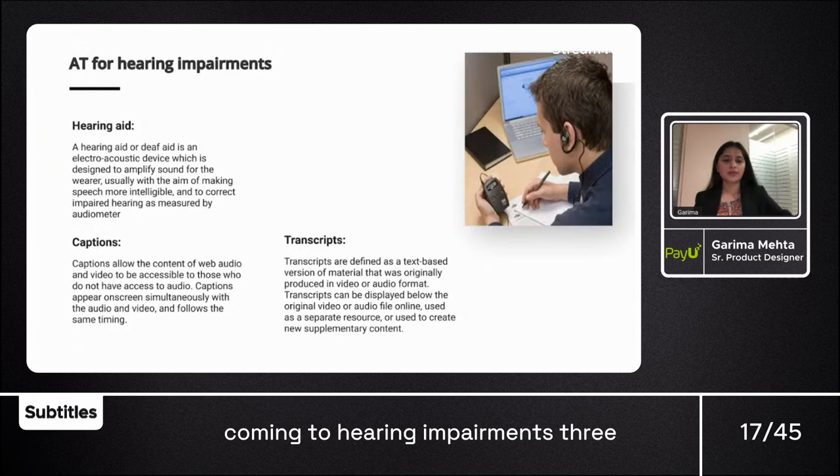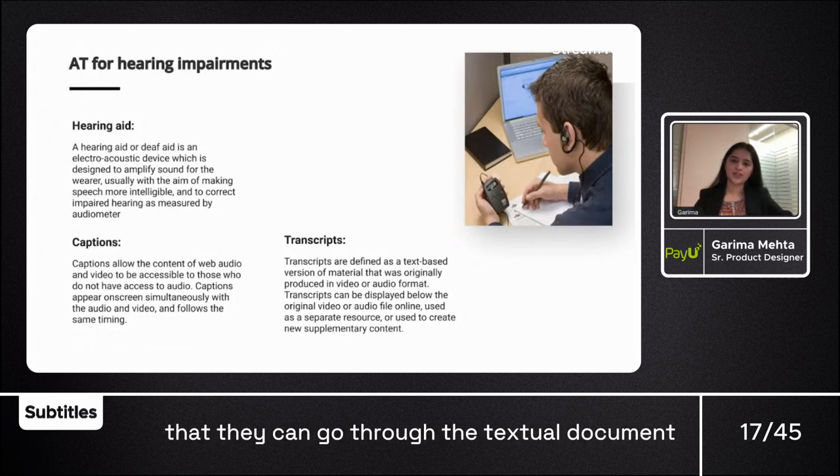Coming to hearing impairments, three major things. One is the hearing aid that people with lower hearing capabilities usually use. Then captions. Unfortunately, because of technical constraints, we were not able to have live captions on this streaming, but otherwise we would have definitely tried. Captions convert the audio. It's just like the subtitles that you see on any movies. Then transcripts are separate documents usually created so that somebody who's not following the video or audio can go through the textual document.